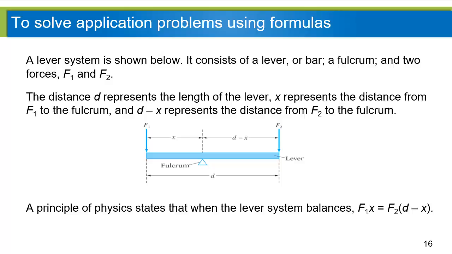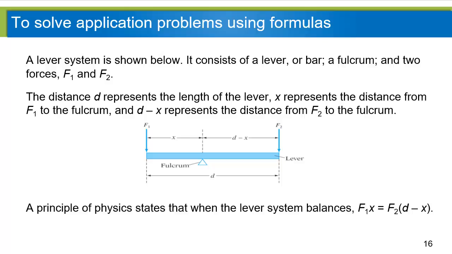So you've got a lever or a bar and a fulcrum and two forces, F1 and F2. So two things that are pushing down on each side of the lever. The distance D represents the length of the lever. So the full length of the lever is D. And X represents the distance from F1 to the fulcrum. So you can see everything's been labeled in the picture.